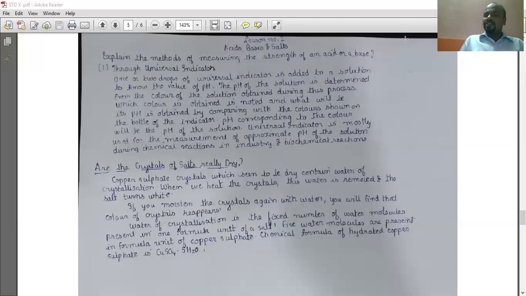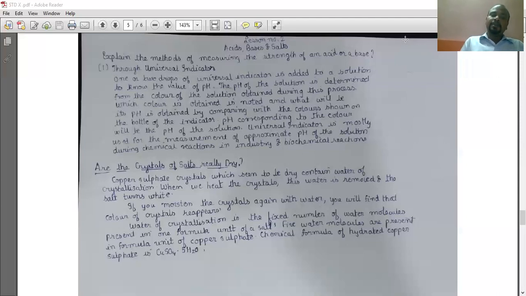Water of crystallization is the fixed number of water molecules present in one formula unit of a salt. Five water molecules are present in the formula unit of copper sulfate. The chemical formula of hydrated copper sulfate is CuSO4·5H2O. Why is it said hydrated? Because water molecules are present.